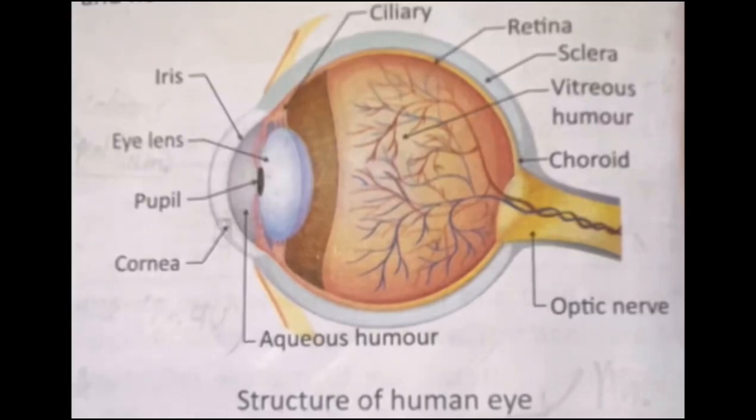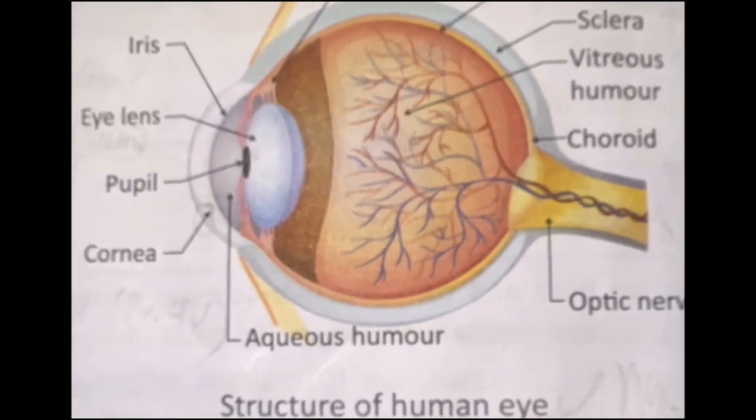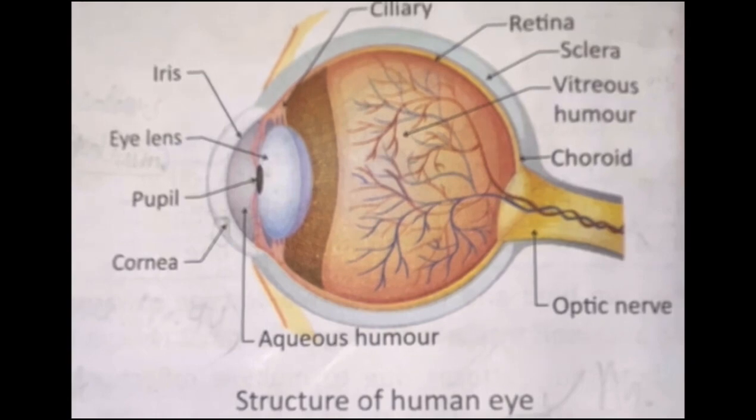Our today's topic is structure of human eye. You know, the human eye is a spherical shaped organ. The outer coat of the eye is white and gives strength and protection to the eye. The main parts of human eye are cornea, iris, pupil, ciliary muscles, eye lens and optic nerve. Let's discuss functions and importance of various parts of the eye.